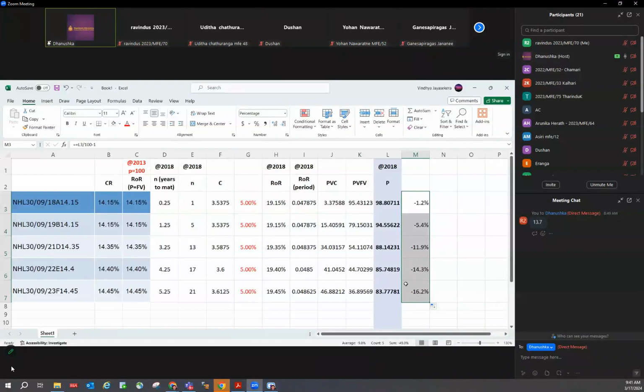Interest rate risk. When interest rates go up, my bond prices come down. And longer tenor bonds are more sensitive to interest rate changes than shorter tenor bonds. So when interest rates go up by the same amount, my longer tenor bonds will come down in price more than my shorter tenor bonds. This is interest rate risk. Okay. If interest rates come down, same thing. My long tenor bonds will go up more than my short tenor bonds.